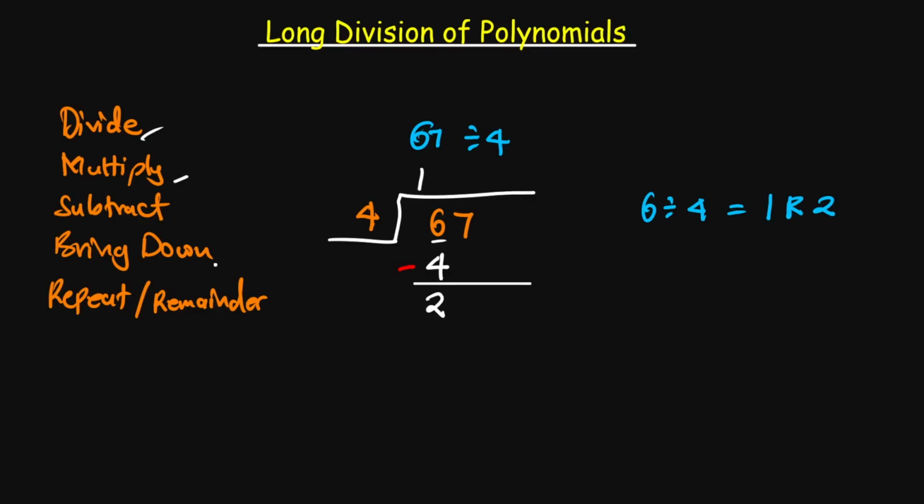We then proceed to bring down. We bring down the next digit or digits of the dividend to create a new but smaller number. In this case, it will be 27. We then repeat all the steps until all the digits are used. And if a number that cannot be divided further remains at the end, it is the remainder.